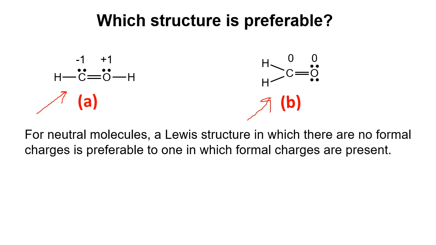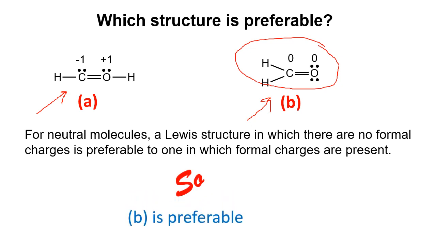Now, this is our first characteristic. A Lewis structure in which there are no formal charges is preferable to one in which formal charges are present. So here no formal charges are present. So Lewis structure B is preferable.